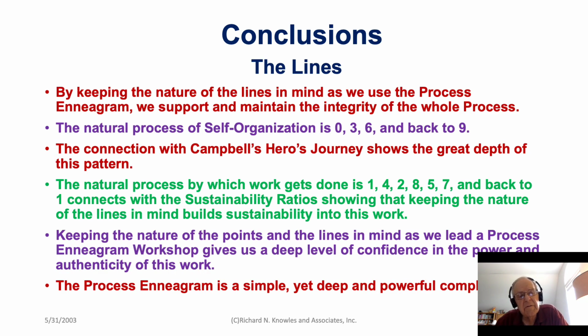So in conclusion, about the lines. By keeping the nature of the lines in mind as we use the process Enneagram, we support and maintain the integrity of the whole process. The natural process of self-organization is 0, 3, 6, and back to 9. The connection with Campbell's hero's journey shows the great depth of the patterns and that there are a number of thoughtful people moving towards these ideas of this triad. The natural process by which work gets done is 1, 4, 2, 8, 5, 7, and back to 1. And this connects with the sustainability ratio, showing that keeping the nature of the lines in mind builds sustainability into the work.